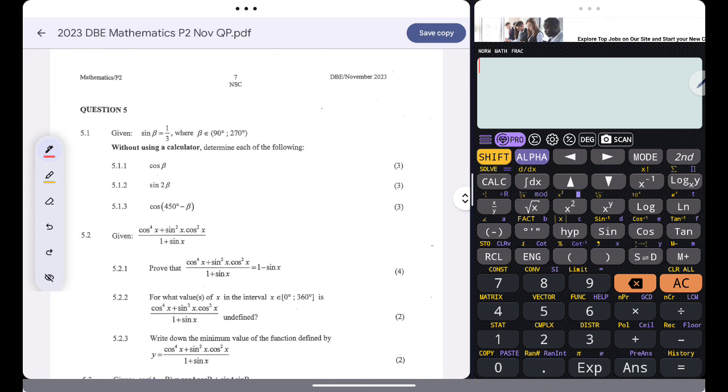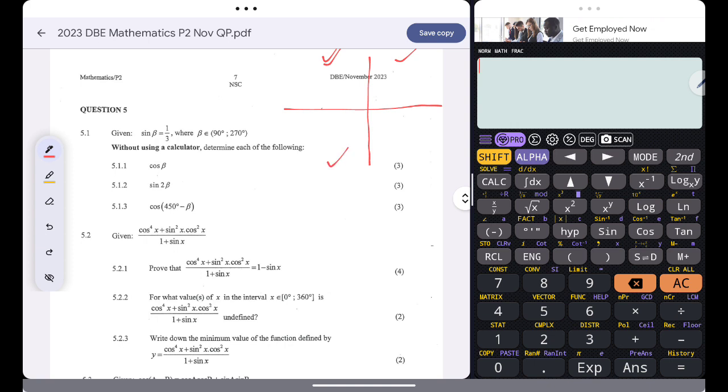Okay. 5.1. I'm given sine beta is equal to a third. And I'm told that beta can be found in the second or third quadrant. So firstly, sine beta is equal to a positive number. I must go and tick where sine is positive. Sine is positive in the second quadrant and the first quadrant, right? But I can only find my angle of beta in the second quadrant and the third quadrant.